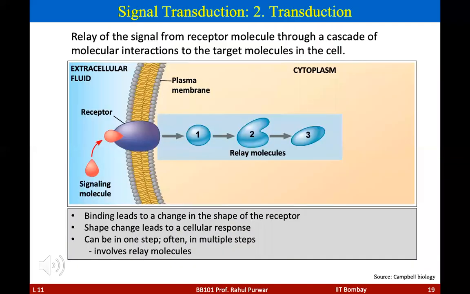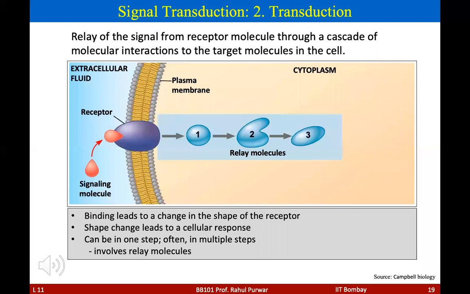So once the first step, which is reception, is done by either GPCR, RTKs, ion channel receptor, or by a steroid hormone, the next step is transduction. And here, the relay of the signal from the receptor molecule through a cascade of molecular interactions to the target in a cell happens via these relay molecules. A relay can be only one step, or it can be more than one step. Here I have shown 3 different relay molecules. So binding leads to a change in shape of the receptor, and the shape change leads to the cellular responses.